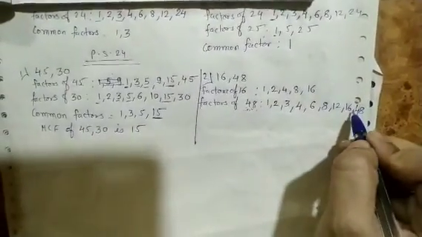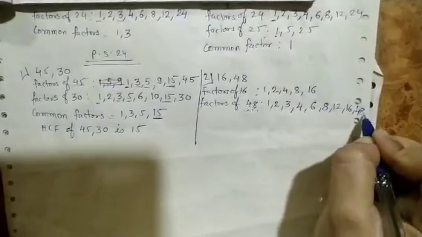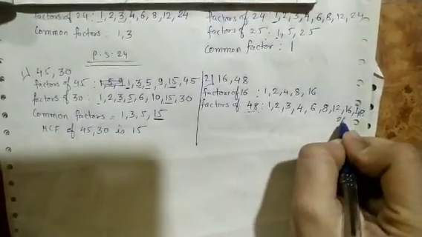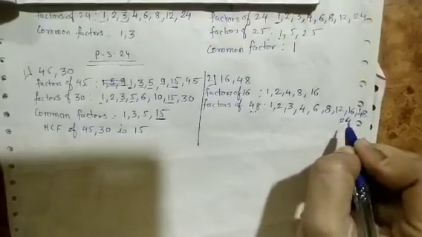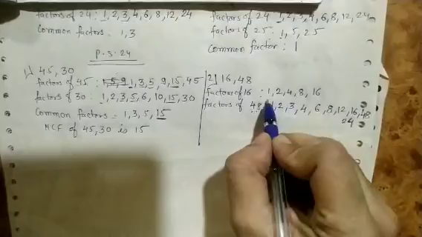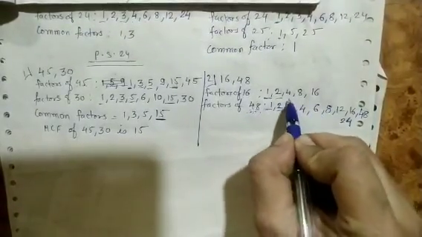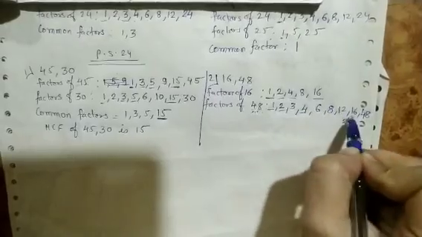And one more number is there, that is 24. It is divisible by 24 also. Then here I am writing it, 24. Now we have to find the common factors. Just mark this one, 1, it is common. 2 is also common, 4 is also common, and 16 is common.